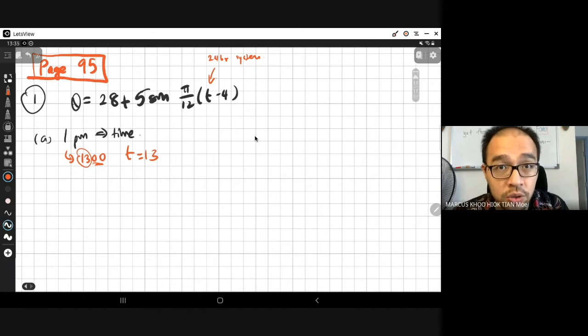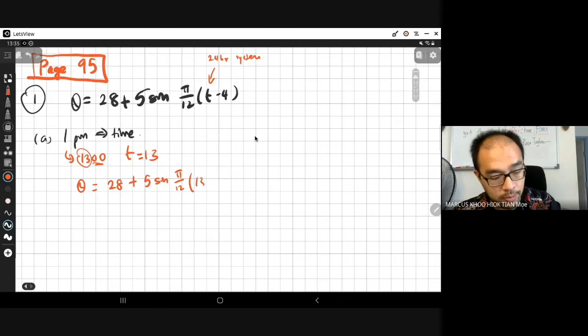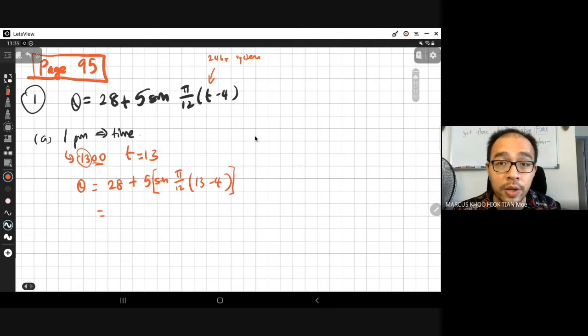What they are not telling you directly, which you have to figure out by reading the question, is that 1 p.m. in a 24-hour system is 13 o'clock. So if t equals 13, the question is find the temperature. So temperature equals 28 plus 5 sine, pi over 12, then you have 13 minus 4. Can we slowly calculate this, everyone? Make sure you settle this first. First you multiply by 5, then you add 28. Can I have the answer, please?